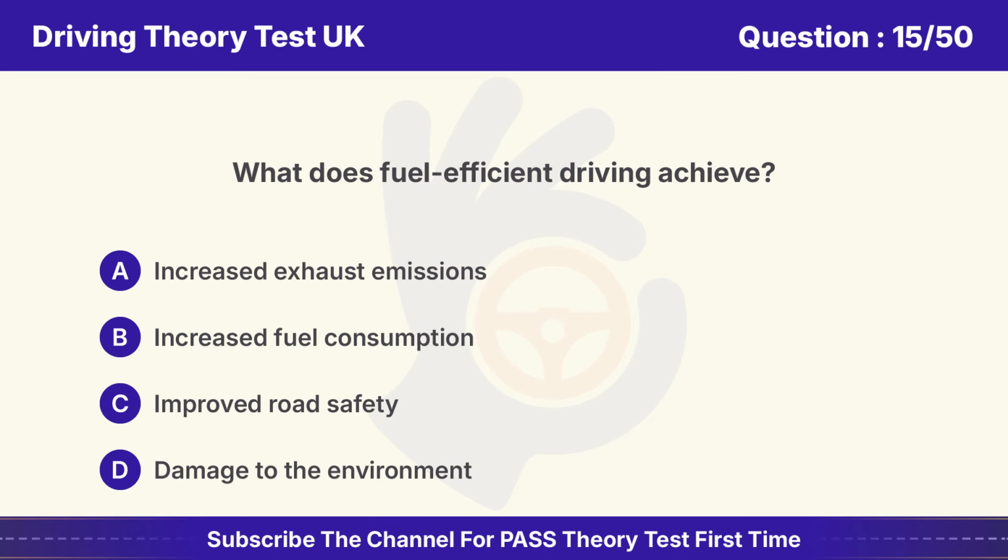Question 15. What does fuel-efficient driving achieve? Option A. Increased exhaust emissions. B. Increased fuel consumption. C. Improved road safety. D. Damage to the environment.